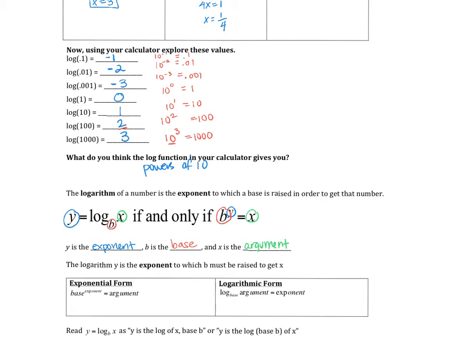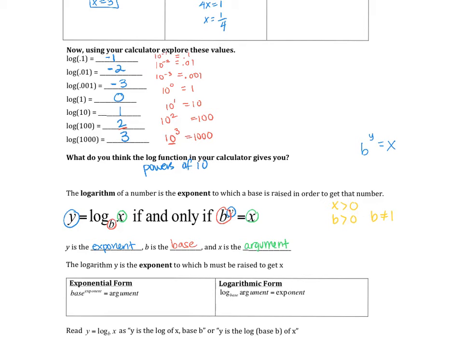Okay, there are some restrictions here that we have to include. So for the value of x, x has to be greater than 0. Okay, the value of b has to be greater than 0, but the value of b cannot equal 1. So let's take a look at why those restrictions are there. Okay, so let's take a look here at an example. So if we have, let's say, b to the y equals x, okay? So it says here that b has to be greater than 0 and b can't equal 1.